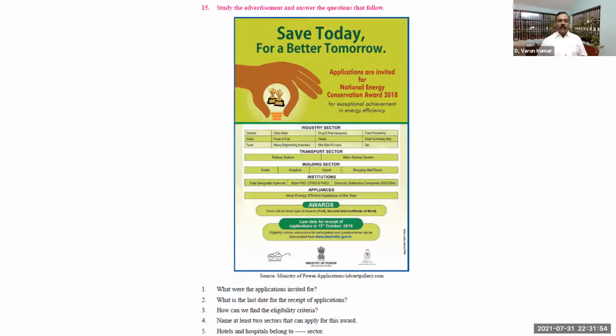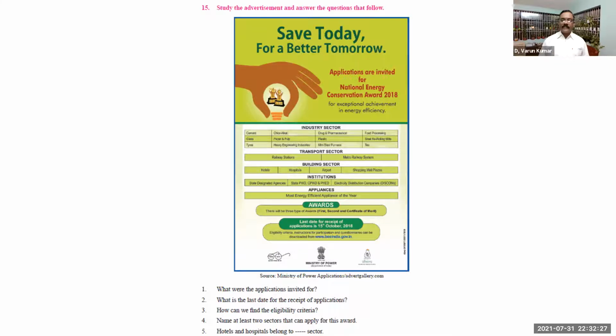What is this? What are the applications invited for? What were actually the applications invited for? What is the last date for receipt of applications? How can we find the eligibility criteria? Name at least two sectors that can apply for this award. Hotels and hospitals belong to dash sector.